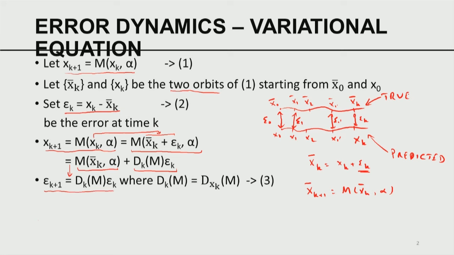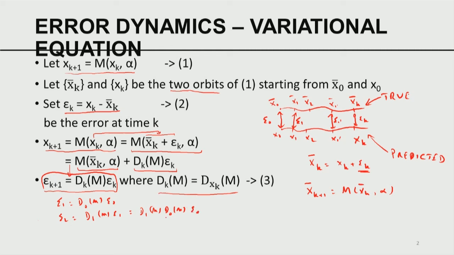So this becomes the dynamics for the evolution of the error, where D k is essentially D of x k of m. I didn't want to complicate the notation, so D of x k of m is simply D k. So what does this tell you? Epsilon 1 is equal to D 0 m epsilon 0. Epsilon 2 is equal to D 1 m epsilon 1, which is equal to D 1 m times D 0 m times epsilon naught.